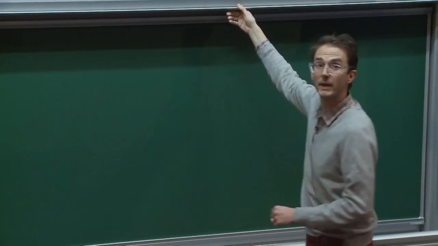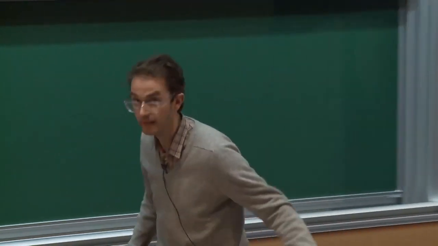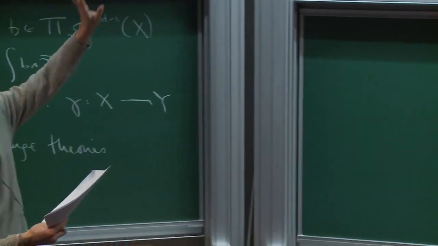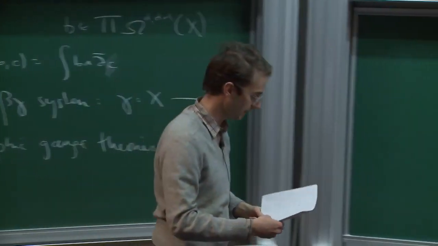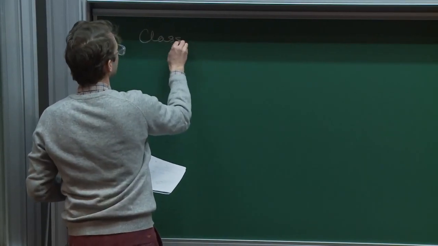Okay. Any questions so far? So this is the target of the talk, is to understand these statements. So now, I said I was going to use the BV formalism, so I just want to revisit the description of the theories and the symmetries in the BV style. So let's do the classical BV theories.